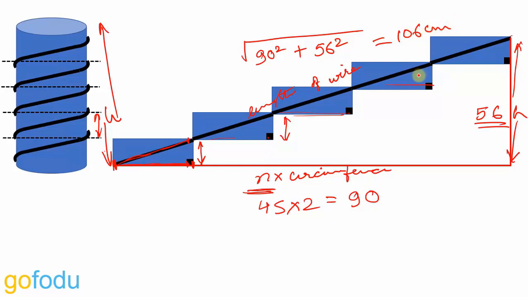So this is how we calculate the length of a wire which is wound around a cylinder in a helical pattern. All we have to do is apply the Pythagoras theorem to the small pieces that we obtain on cutting the cylinder about each single turn.